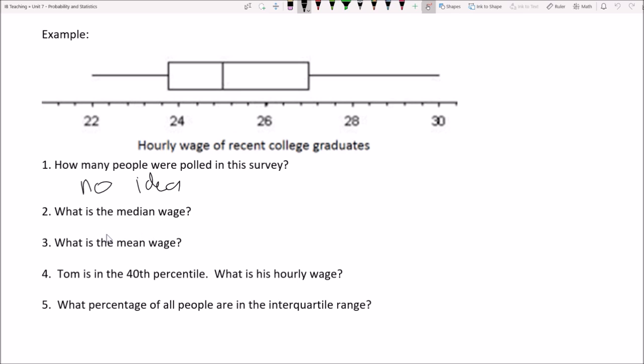What about the median? Can we get that? Well, the median is always this line, which is about halfway in between 24 and 26. I can't tell exactly, but I can tell it's about $25.